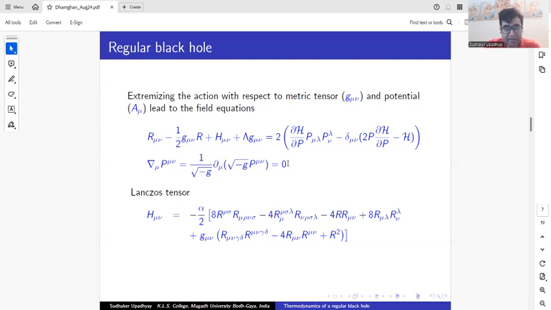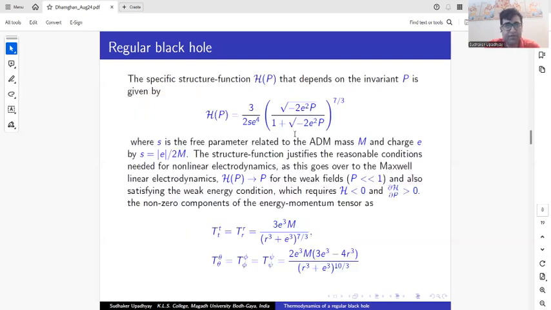And you can see here that this is basically the equation of motion corresponding to the nonlinear field, this A_μν, which is a vector field. So we'll find the explicit expression of this H that we have considered. Here we have considered the expression for a structure function.